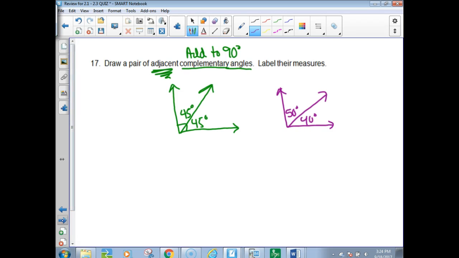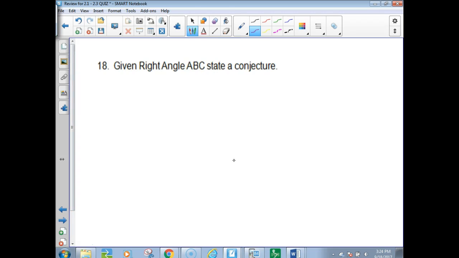That's all you need. Okay, I think some of you are thinking some of this is harder than it is. I really do. All right. Given right angle ABC, I want to state a conjecture. A conjecture, you got to know what I'm asking for. All I want you to do is say something besides that angle ABC is a right angle in words. What do you know if it's a right angle? Okay, the measure of the angle ABC is 90. That's the conjecture.